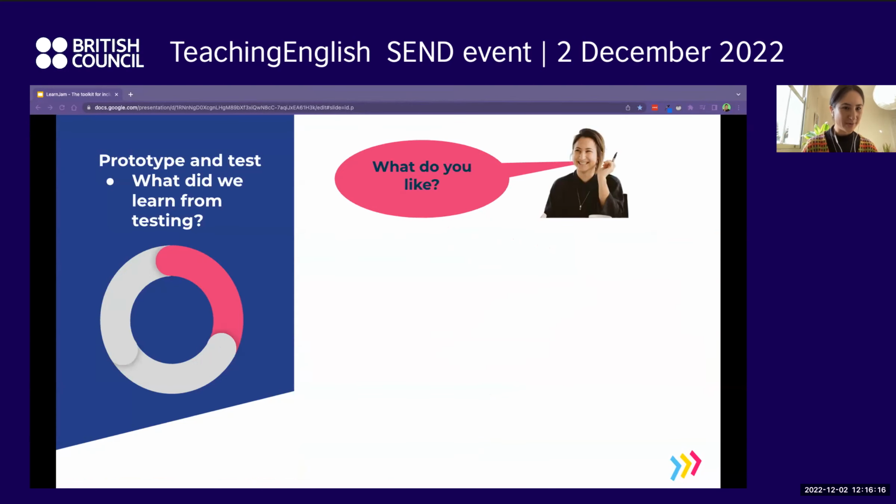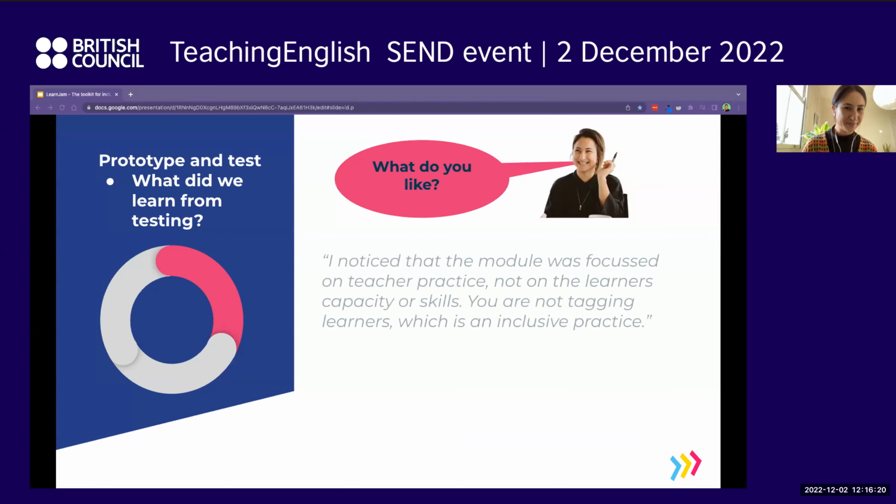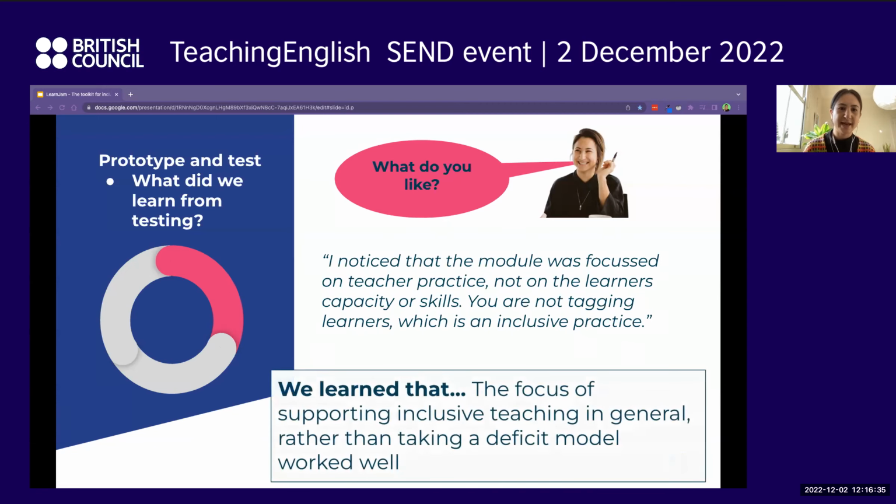So the question is, what did we learn? I asked teachers, what did you like? And here's a quote. A teacher said, "I noticed that the module was focused on teacher practice, not the learner's capacity or skills." So you're not tagging learners, not using labels, which they found is an inclusive practice. So we learned that the focus of supporting inclusive teaching in general, rather than just taking a deficit model, worked well with our teachers.